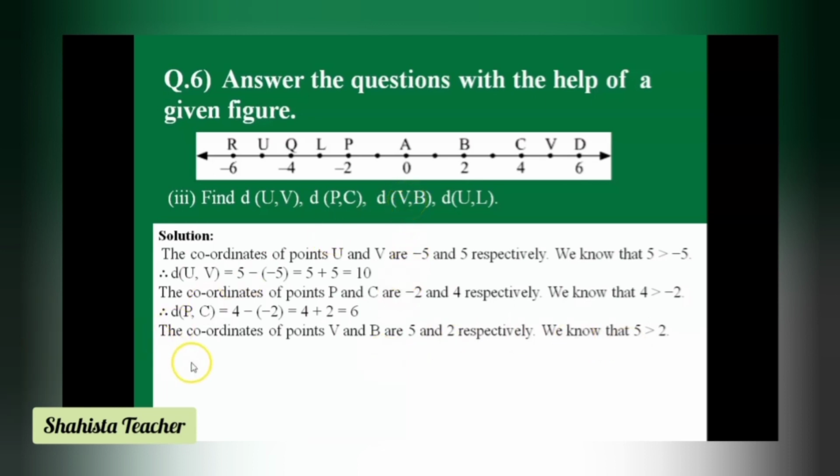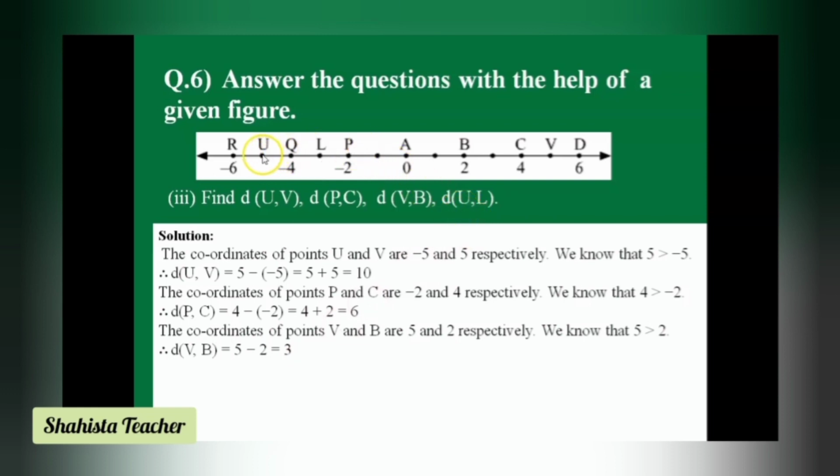Now we are calculating the distance of V to B, so we will write 5 minus 2. Why only one minus sign? Because both numbers are positive, there are no two signs. So we will put only the distance sign here. So 5 minus 2 is 3. So the distance of V to B is how much? 3. Is that clear?